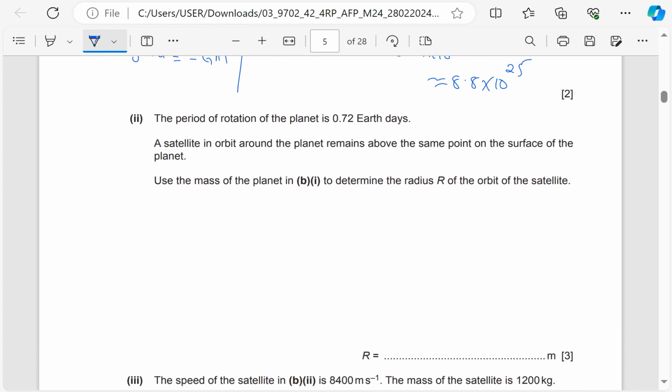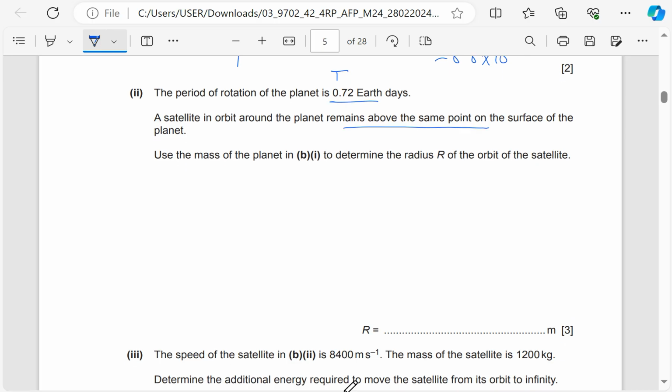Then the period of rotation of the planet is 0.72. So this is capital T. A satellite in orbit around the planet remains above the same point on the surface of the planet. Use the mass of the planet to determine the radius r of the orbit of the satellite.